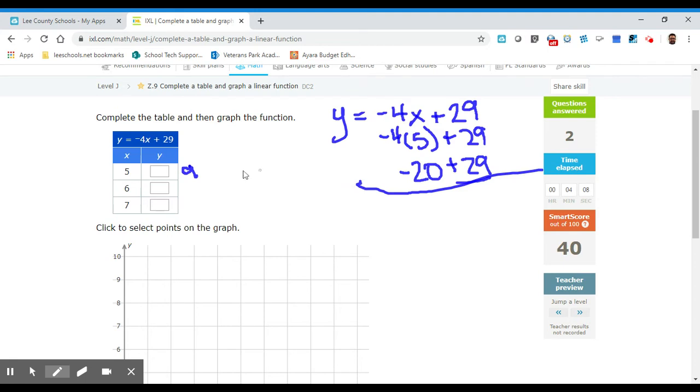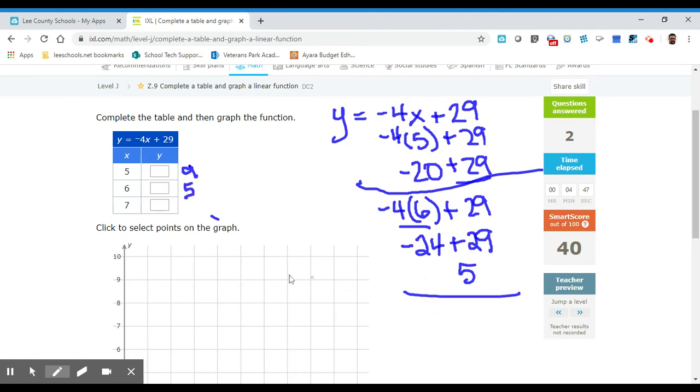Then, let's do it again. We need to put 6 there. So we're going to do negative 4 times 6 plus 29. And negative 4 times 6 is negative 24 plus 29. Now, since these are different signs, this is a positive and that's a negative, you subtract. And if we ignore the signs for a second, 29 is bigger than 24, right? So we're going to take the positive with it. So 29 minus 24 is 5, and it's going to be positive 5. So this one is 5.